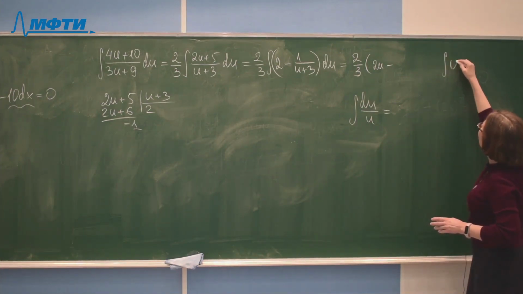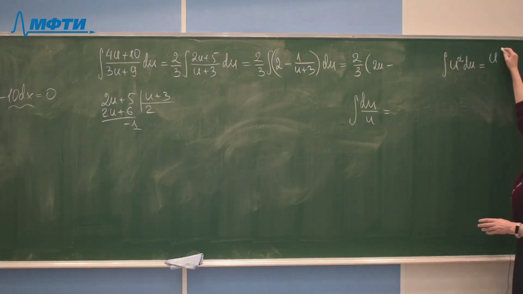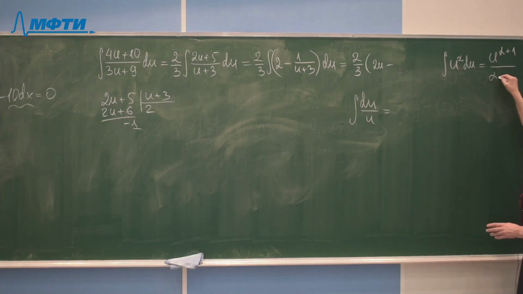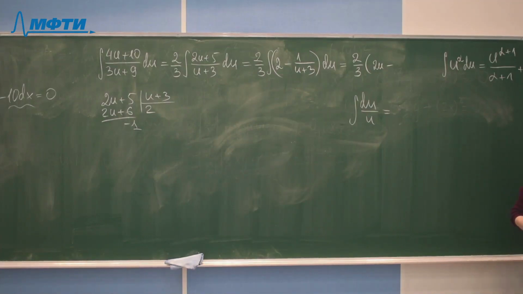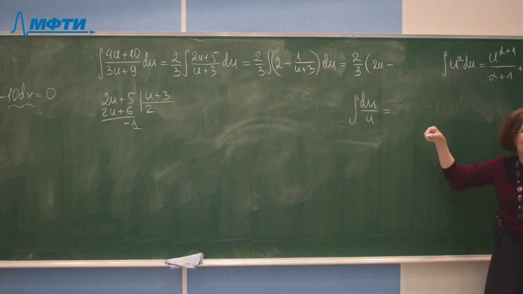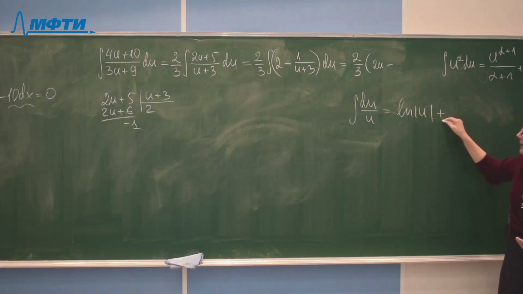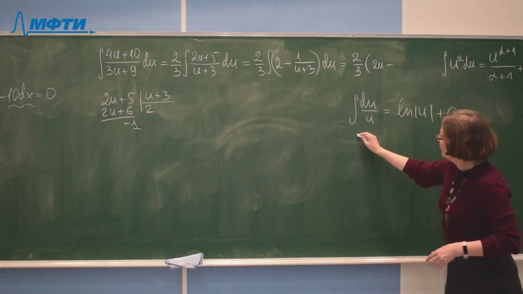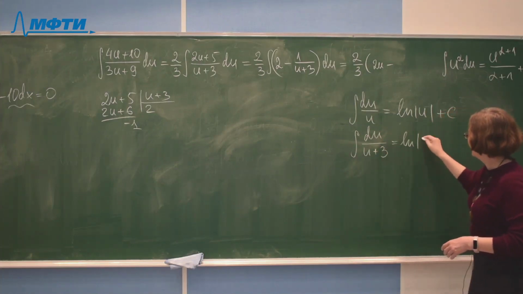So if we have u raised to some power alpha, du, the answer is u to the power alpha plus 1 over alpha plus 1. Almost right, but it doesn't work for alpha equal to -1, which is our case. In our case, the answer is different: the logarithm of the absolute value of u, plus c. And if we integrate du divided by u plus 3, the answer is ln of u plus 3.